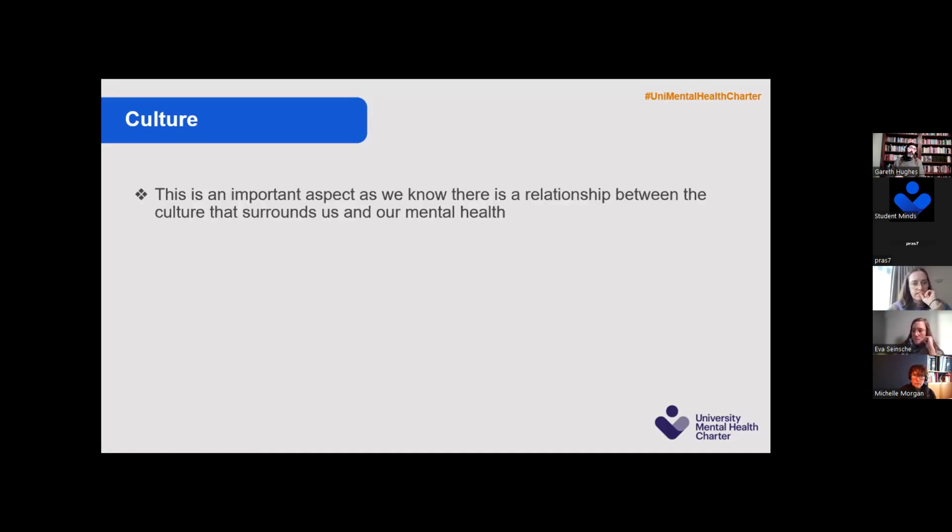We know from the research in this area that there is a clear relationship, for all of us, between the culture we find ourselves in on a day-to-day basis and our mental health. So that's going to be true for staff and students in any institution: where there is a healthy culture, that's going to help support good mental health. Where there is a negative culture, where there is toxicity within the culture, that is going to impact negatively on mental health. And so we need to be aware of that, because it is quite a big factor.